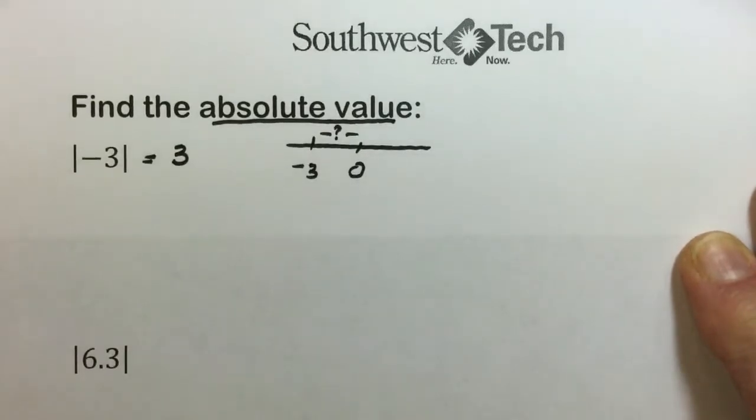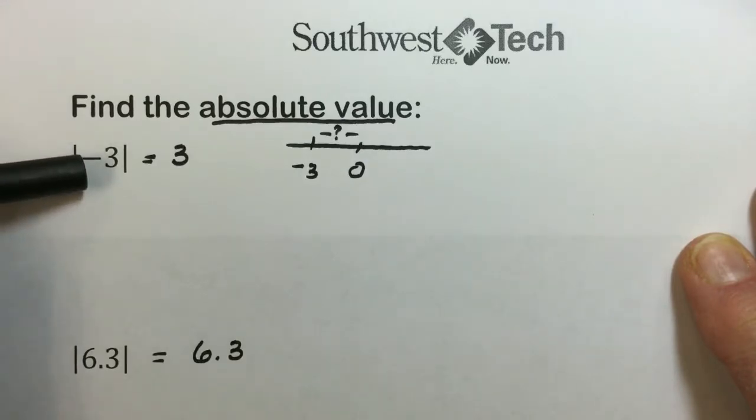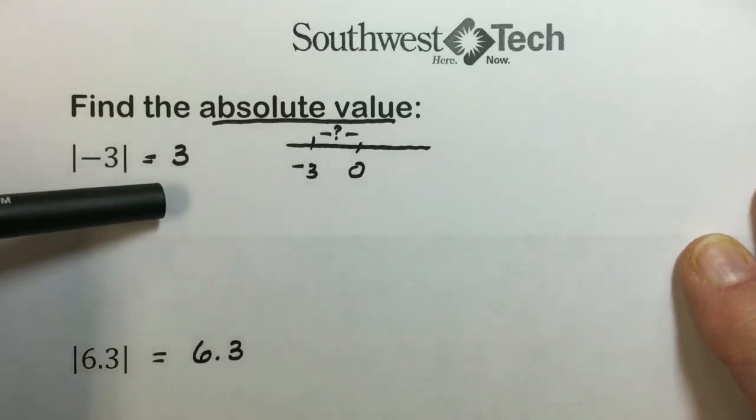The absolute value of -6.3 to 0 is what they're asking us. Distance being positive, our answer is 6.3, the distance between that number and 0. If a number is non-negative, its absolute value is the number itself. If a number is negative, its absolute value is its opposite, which is 3.